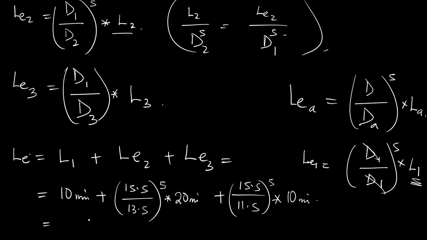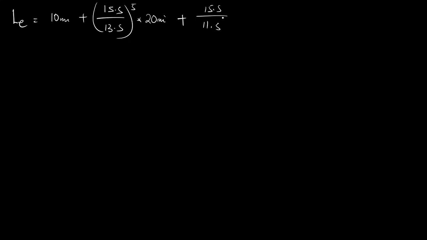Now, using a calculator, you have the equivalent length to be 10 miles plus 15.5 divided by 13.5, all raised to power 5 times 20 miles plus 15.5 divided by 11.5, all raised to power 5 times 10 miles.